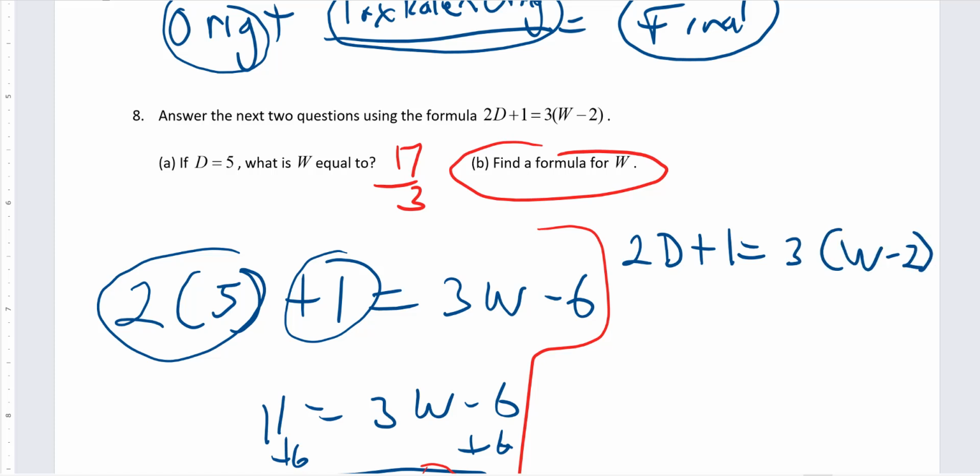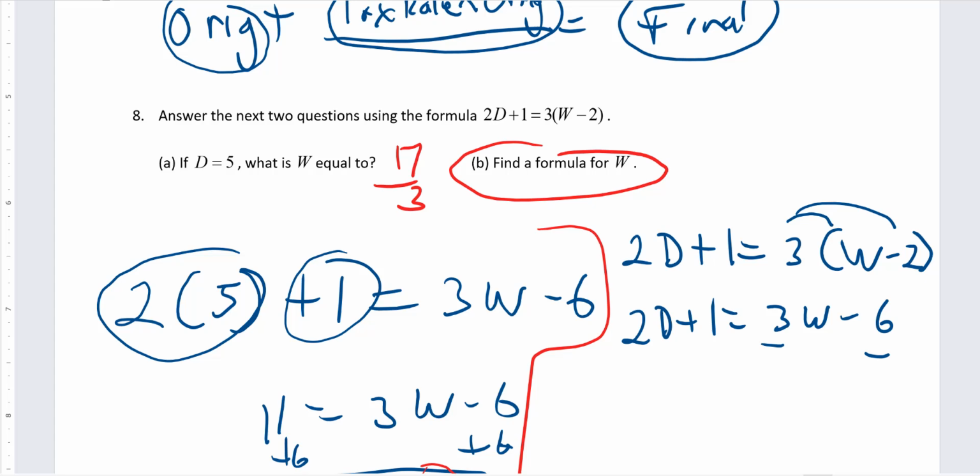So our goal here is to get the W completely by itself. Well, there's no way you will ever get a variable by itself if it's in parentheses. So the first thing I'm going to do is distribute the 3. It's going to give me 2D plus 1 equals 3W minus 6. Now the W is no longer in parentheses. Well, I need to get rid of the 3 and I need to get rid of the 6.